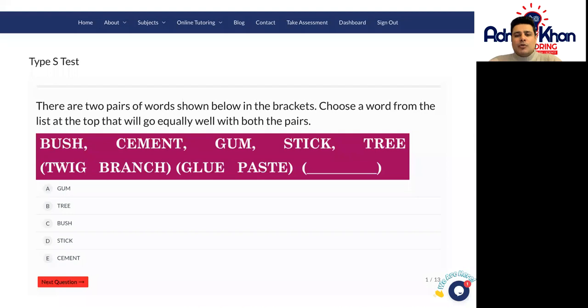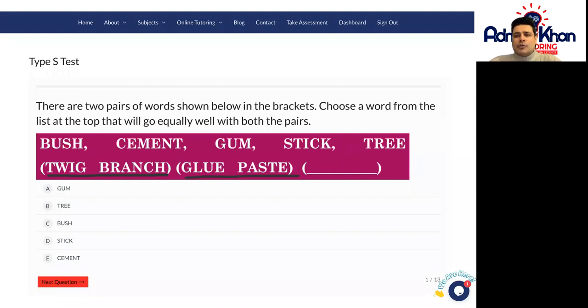So remember, we've got to choose one word from the top that would go equally well with the words in the brackets at the bottom. So we've got twig, branch. A twig could be a small twig from a tree. Branch, we know, could be from a tree. Glue and paste are two words which mean that you're sticking something together.